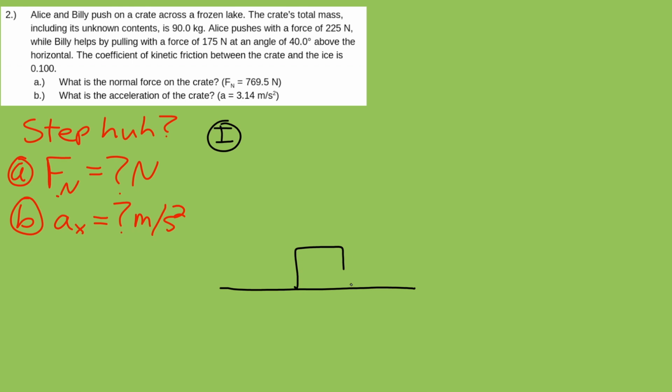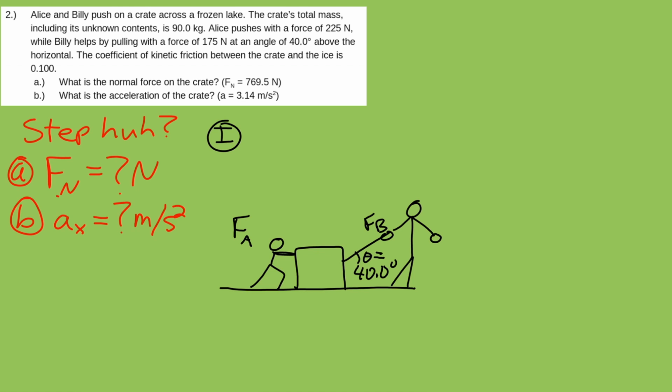So we have some ice, we have a crate, we have Alice pushing on the crate. She's pushing straight to the side, so force of Alice. We have Billy pulling on the crate. He's doing so at an angle. So here's Billy, who's apparently much taller than Alice and wearing mittens. Billy's pulling over here. That is an angle of 40 degrees. Here's our force of Billy.